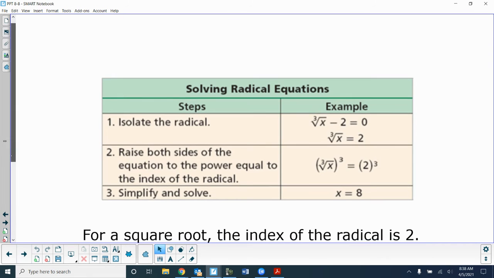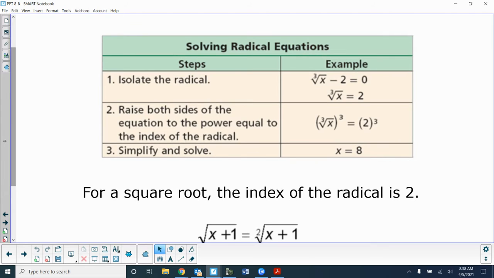Okay, so first thing to do is isolate the radical. So on this problem, we had to add 2 to both sides to isolate the radical. So we got the cube root of x equals 2. So to get rid of the cube root, what do I got to do to both sides? Cube both sides, all right? And what is the cube root of something cubed? Itself, right? So whatever's under that radical sign is what is going to be left. And in this case, it's just the x, and then 2 cubed is 8.